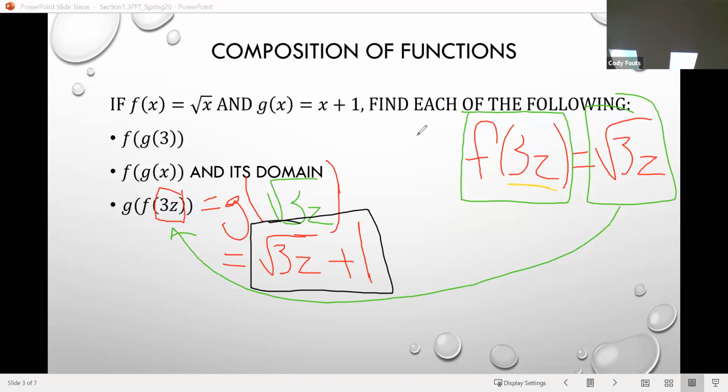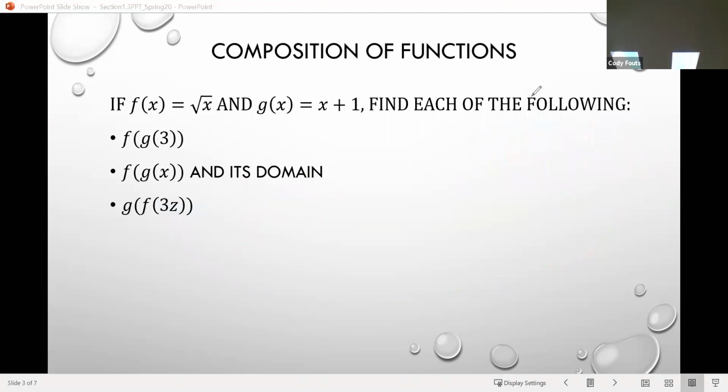So that's a little bit about composition of functions. I know this can often be a tough subject for students. So if you have any questions on that, please let me know.